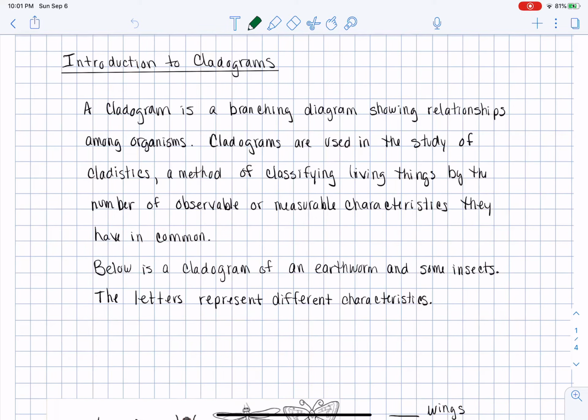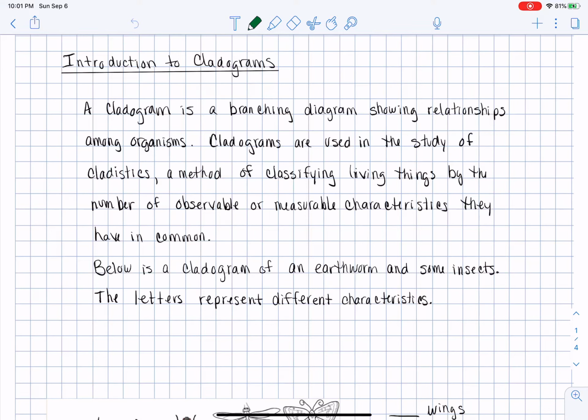Last week, we looked at one way of organizing living things in a hierarchy based on their levels, how complex they were to how simple they were. This week, we're going to organize living things within the individual or species level using a cladogram. A cladogram is kind of like a family tree. It's a branching diagram that shows the relationships among the organisms.